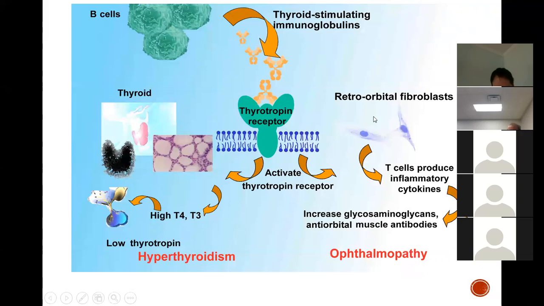And then over here, this is making a point about the proptosis. It's going to cause these fibroblasts to be activated. You get this T cell inflammatory cytokine, and then you get all these glycosaminoglycans that get into the muscle tissue, and you actually make anti-orbital muscle antibodies. And that causes the eyes to bulge forward, and you get that frog eye appearance.